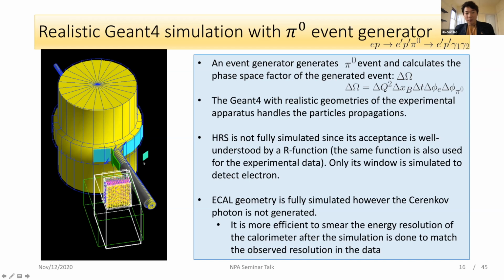And we have the HRS acceptance to detect the scattered electron. The electromagnetic calorimeter is fully simulated with realistic geometry, but we didn't generate the actual Cherenkov photons for the calorimeter, because it is more efficient and faster to smear the energy resolution later when the simulation is done.